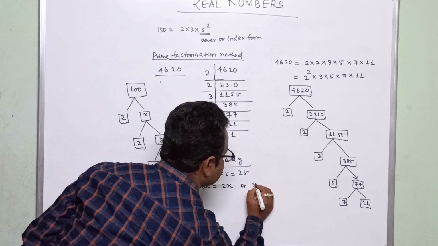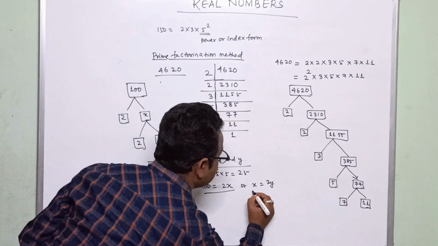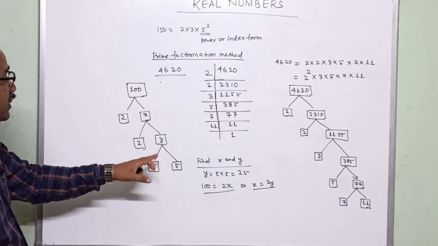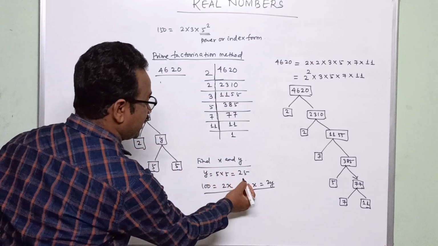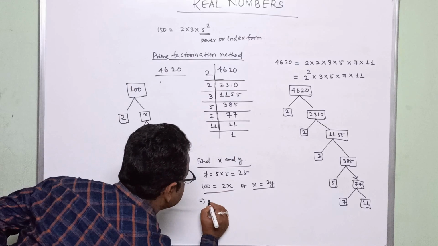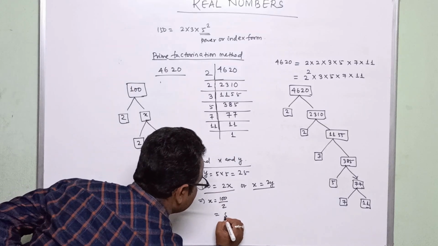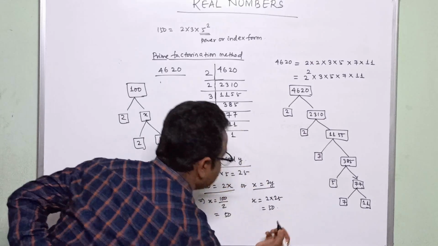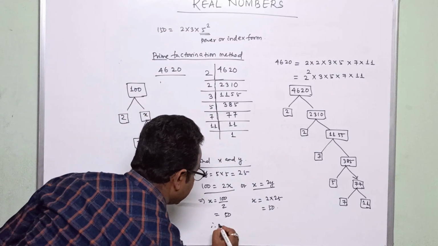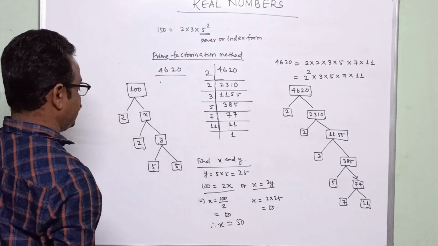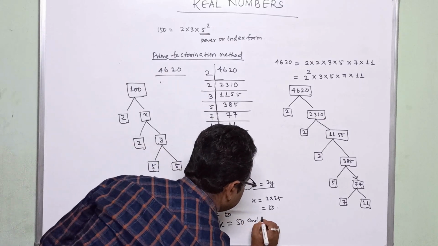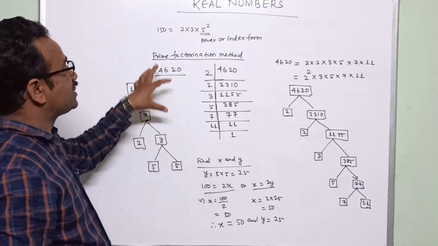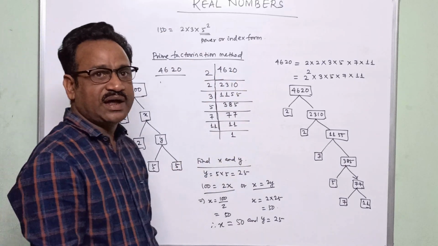100 is equal to 2 into x, 2x, or x is equal to 2 into y. Now if you take the value of y, 100 is equal to 2x, that implies x is equal to 100 by 2, which is 50. Now if you take y, x is equal to 2 into 25, which is 50. So therefore we are getting x is equal to 50 and y is equal to 25. So this is about your prime factorization method, factor 3, and finding x and y.